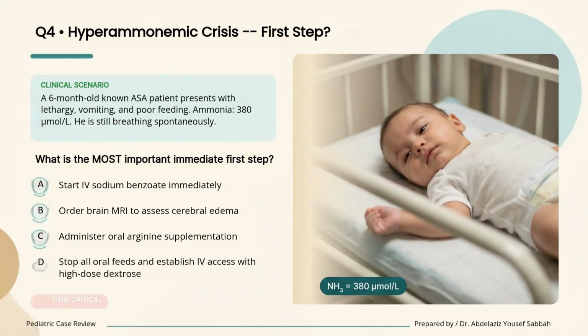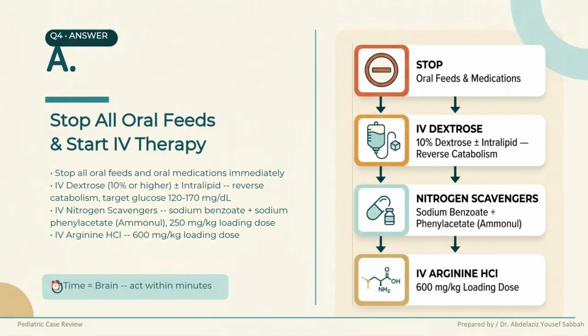Option A, start intravenous sodium benzoate immediately. Option B, order brain magnetic resonance imaging to assess cerebral edema. Option C, administer oral arginine supplementation. Option D, stop all oral feeds and establish intravenous access with high-dose dextrose. This is a time-critical scenario, so consider the very first action that addresses the underlying problem. The correct answer is option D.